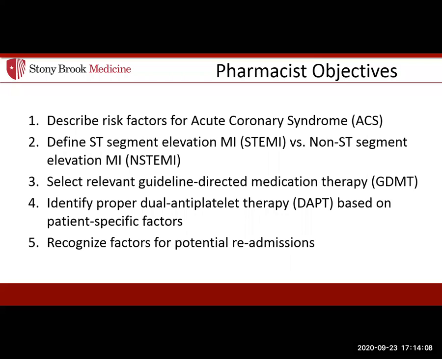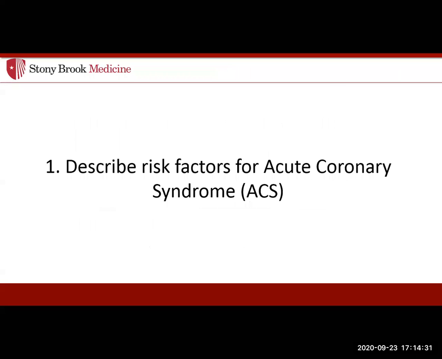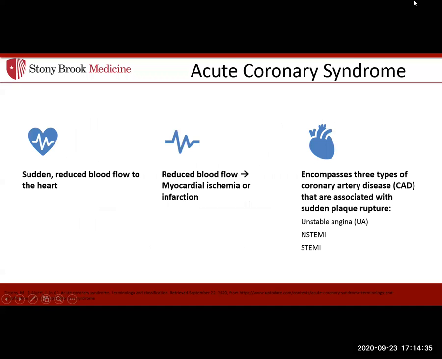So our pharmacist objectives will be to describe the risk factors for acute coronary syndrome, to define ST segment elevation MIs versus non-ST segment elevation MIs, to select relevant guideline-directed medication therapy, to identify proper dual antiplatelet therapy based on patient-specific factors, and lastly, we'll just briefly go over some factors for potential readmissions. So first, describing risk factors for acute coronary syndrome.